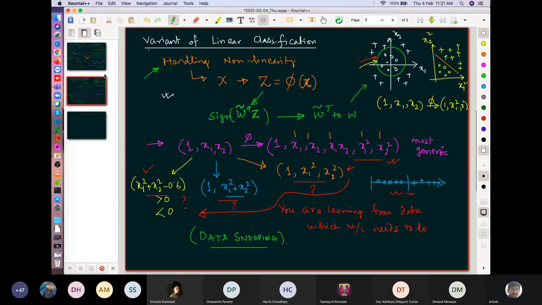Sir, 1 comma x1, and x1 square plus x2 square, and x1 square plus x2 square minus 0.6. They are similar. Just the radius is different. But in machine learning, one attribute less is more computationally efficient than this. See, in machine learning, they will try to find here only W0. They were trying to find here W0 and W1. They are trying to find here W0, W1, and W2. Computationally, it is getting bad, na?